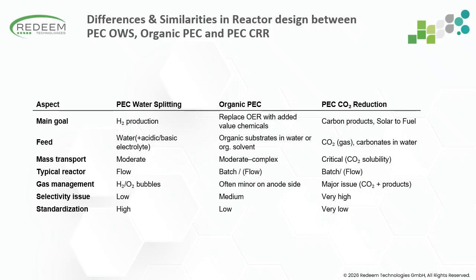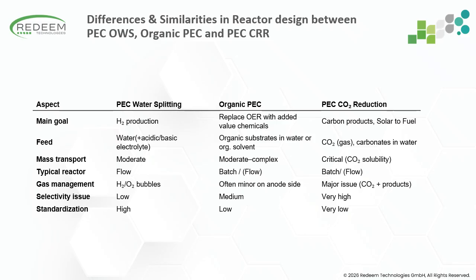In organic PEC, this introduces a much wider range of substrates and solvents, and as a result, the reactor design becomes more application specific, and selectivity becomes increasingly important. Most studies will rely on small-scale batch cells rather than standardized flow systems. That's just not there yet.